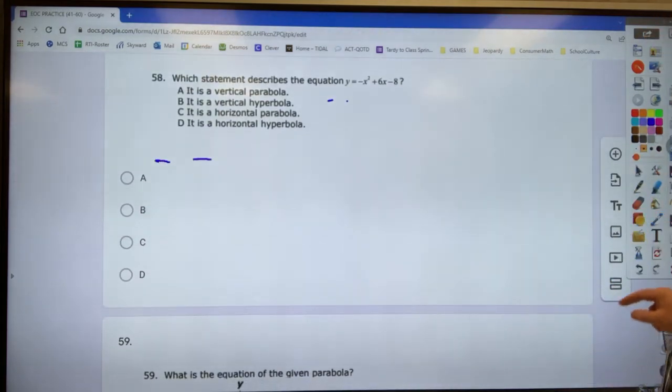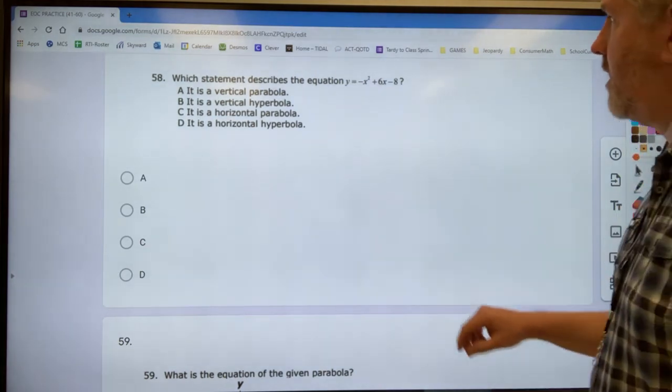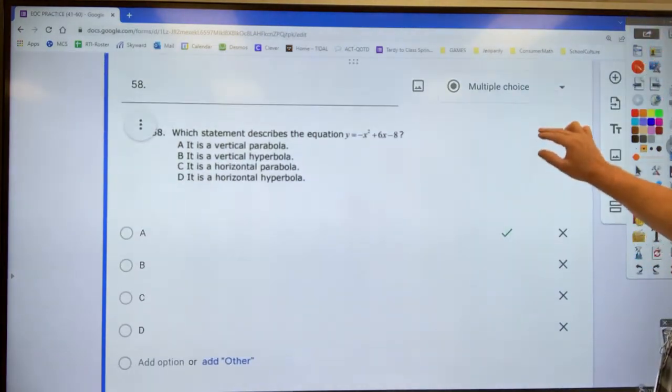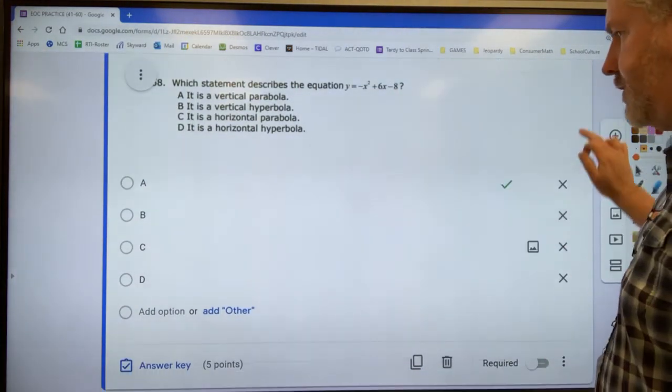58, what describes the equation? This is a vertical parabola. A, because it's just a quadratic equation, vertical parabola.